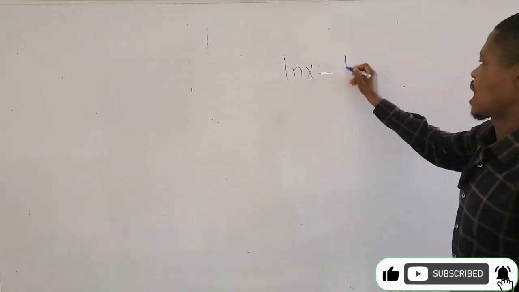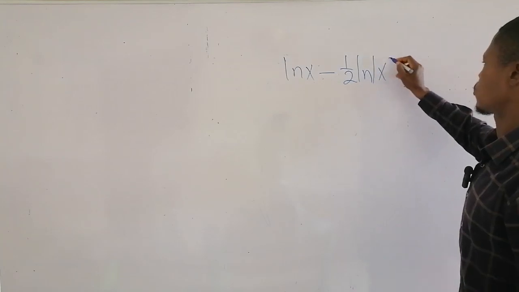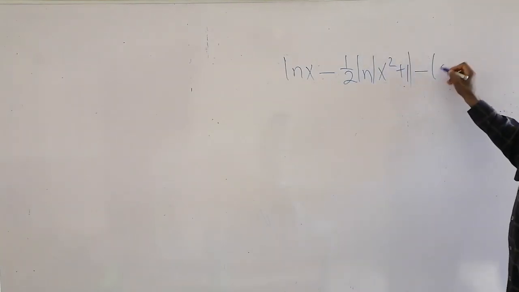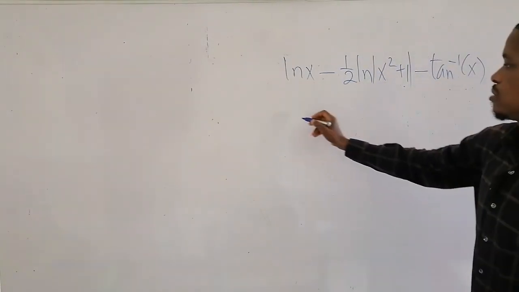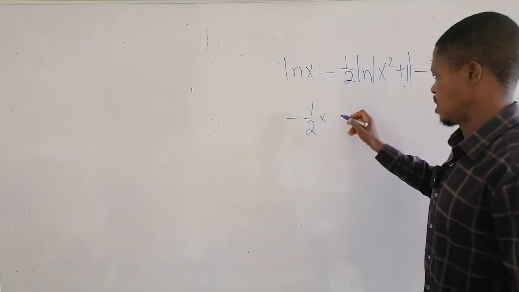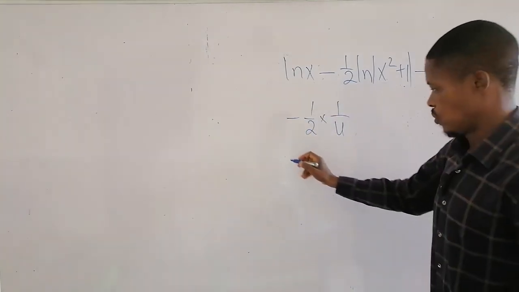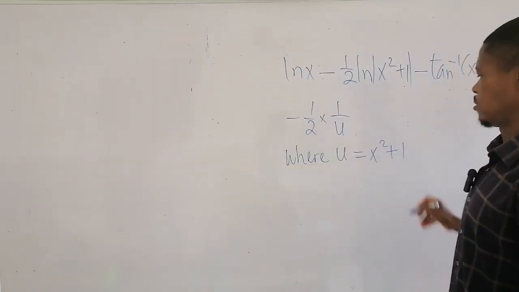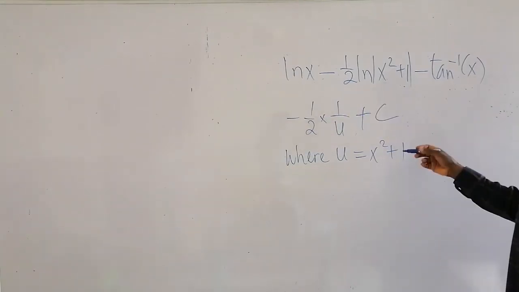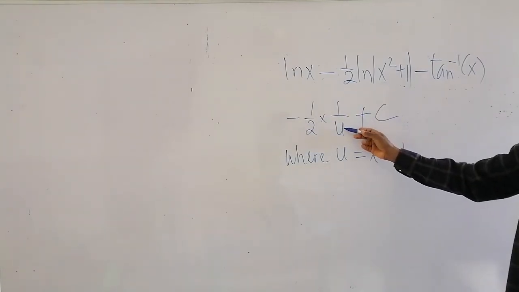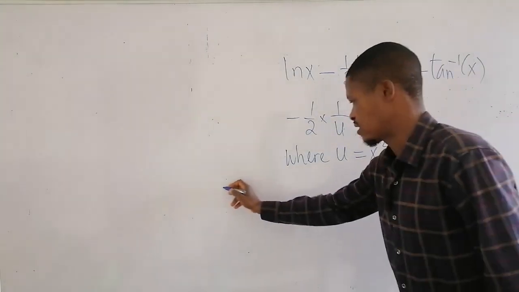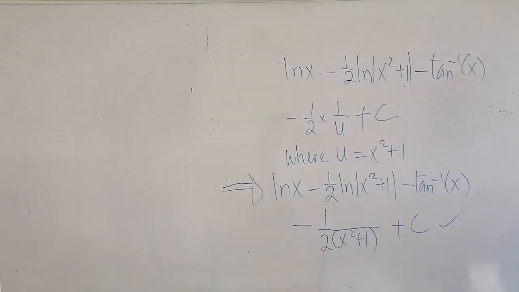The final answer will be ln x minus half ln of x squared plus 1 minus arctan x, and then minus half times 1 over u, and where u is this. So don't forget here, plus c. So what we just need to do is come back here and plug in your u. So we now have this as a final conclusion. Yeah, and that finishes the solution to the question.